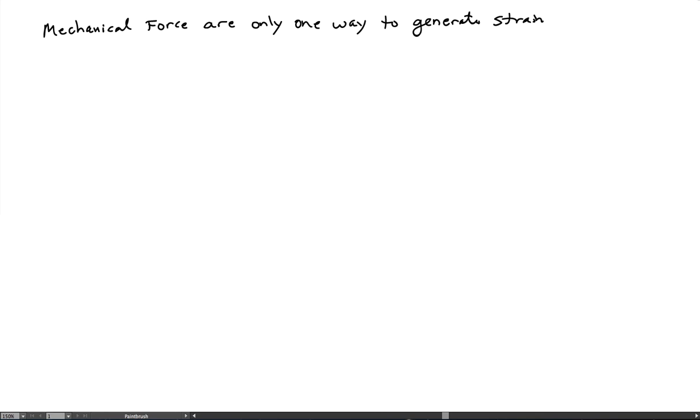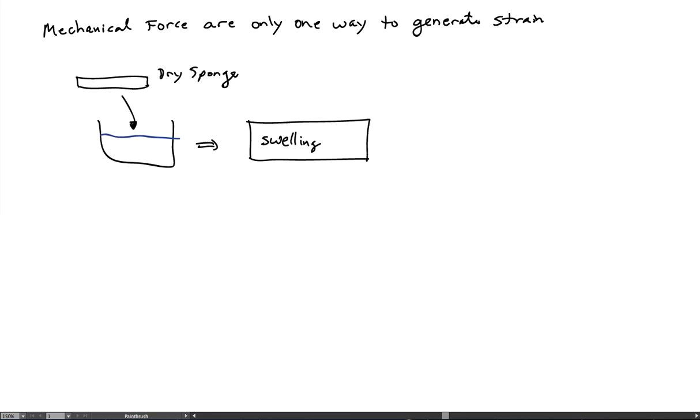Let me point out also, though, that mechanical forces are only one way to generate strains in a system. So you can apply a force, you'll have a stress in the system, that's going to produce a strain, say through the Hooke's law. But there's other ways to also induce strains, and when you have other ways to induce strains, you also have modifications to the constitutive law. One way of inducing strain is, for example, think about taking a dry sponge and immersing it in a bath of water. Well, it's going to swell, so its dimensions are going to change. There's displacement, and if you have relative displacement, you'll also have strain in the system.